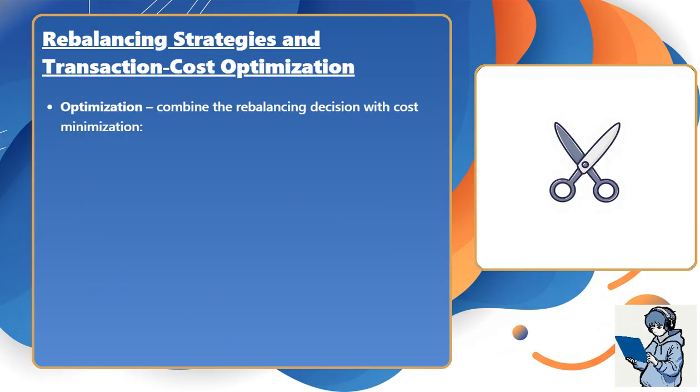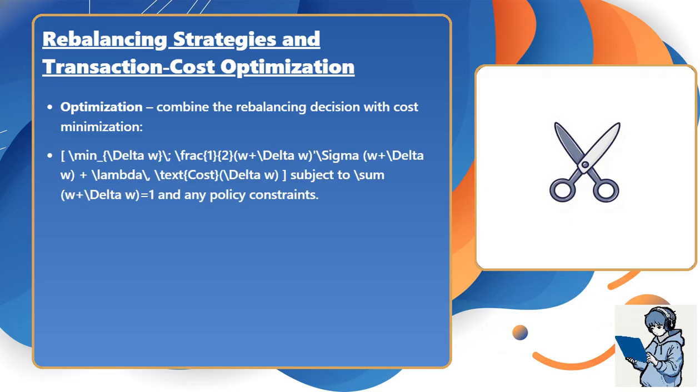Optimization: combine the rebalancing decision with cost minimization. Minimize over ΔW of 1/2 times (W plus ΔW) transpose Σ (W plus ΔW) plus lambda times cost of ΔW, subject to the sum of (W plus ΔW) equals 1 and any policy constraints.